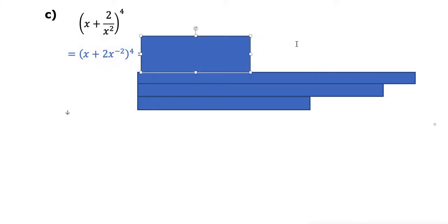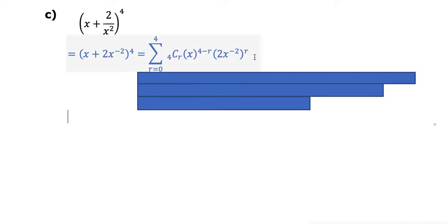So we won't have to use fractional values. This is the abbreviation using sigma notation. Notice that n is 4, and our value for a is x, our value for b is 2x to the exponent -2. And we'll use the same process. We're going to use combinations as we go along, 4 choose 0, all the way up to 4 choose 4.